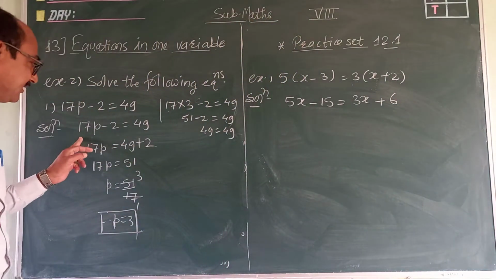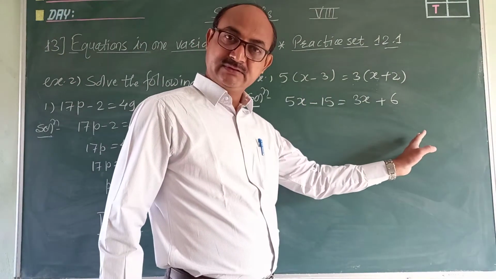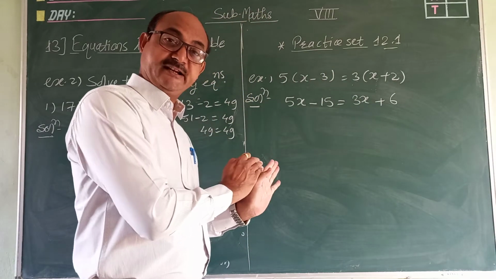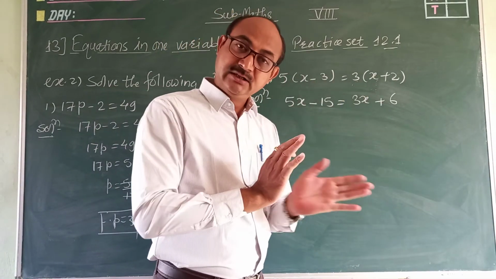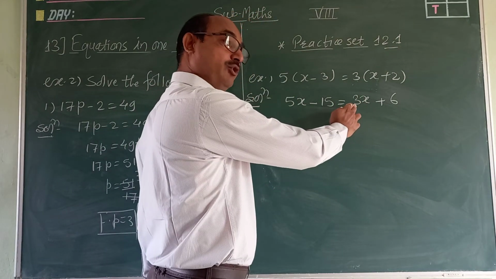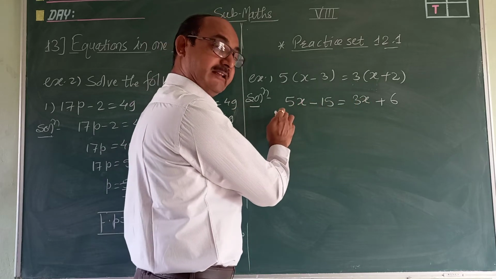Now in the first one, the variable came on only one side. Here the variable comes on both sides. Then what do you have to do? You have to take the variable terms to one side and all the number terms to the other side. So for that, on which side is the variable term or coefficient greater? Here the coefficient is 3, here 5. This 5 is greater.